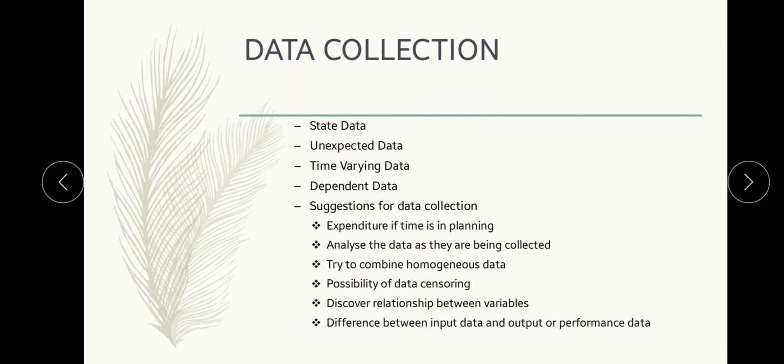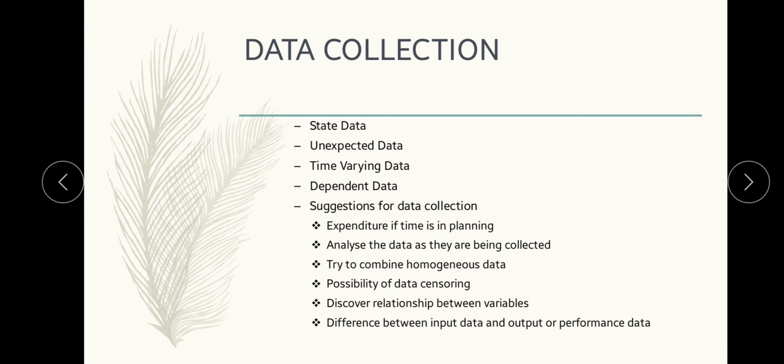So, the input model requires the first step, which is data collection, and here the data can be of different types. We have listed 4 different types of data: state data, unexpected data, time varying data, and dependent data. All these data have to be collected based on their properties. Some of the data can be state data, some can be unexpected, some can be time varying data, and some can be dependent data.